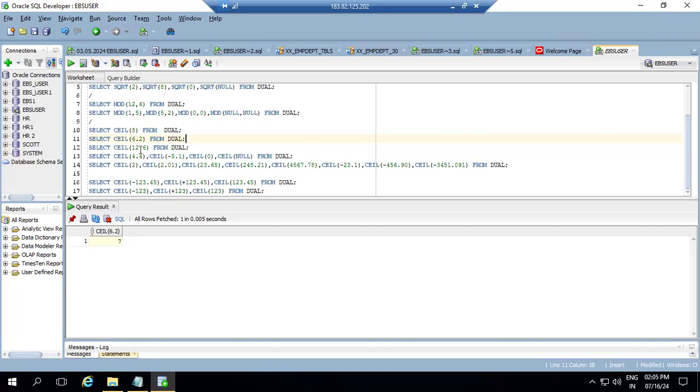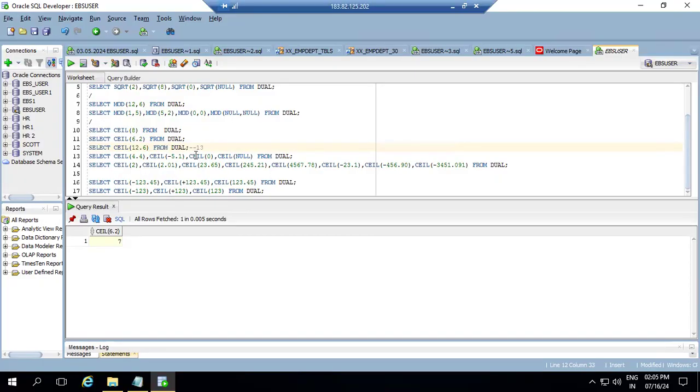Same way you'll have a doubt. Coming to the second example, where we mentioned select CEIL 12.6 over here. So it is greater than the decimal. When it is greater than the decimal, what happens in general? 1 will be added to the value before the decimal. So my output will be 13, right?